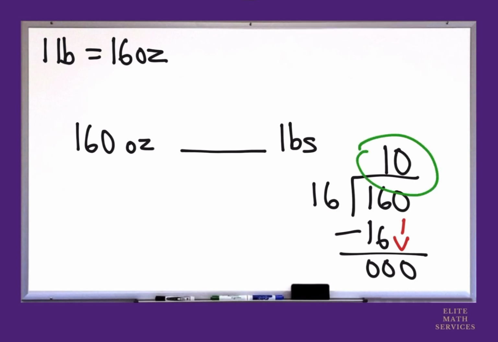Remember, in order to check our answer, we multiply this 10 times the 16 outside, which should give us 160. So 160 ounces is equal to 10 pounds when you convert it.